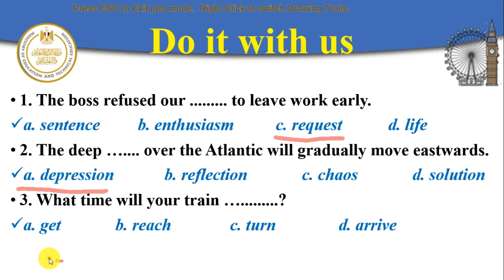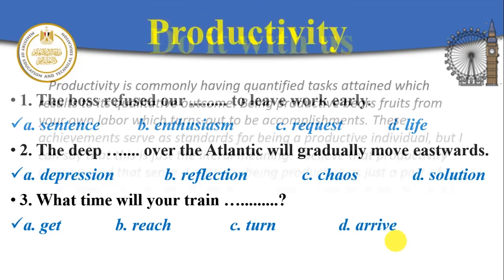Yes, Miss. Okay, so moving to number three. What time will your train space? So what time will your train get, reach, or return, or arrive? So your train what? Get? Yes, have Nada here for the first one. Arrive. Wow. Arrive, of course. Exactly. Yeah. Perfect. Your train arrives. Wonderful, dear students. Number D, yes, it's number D.